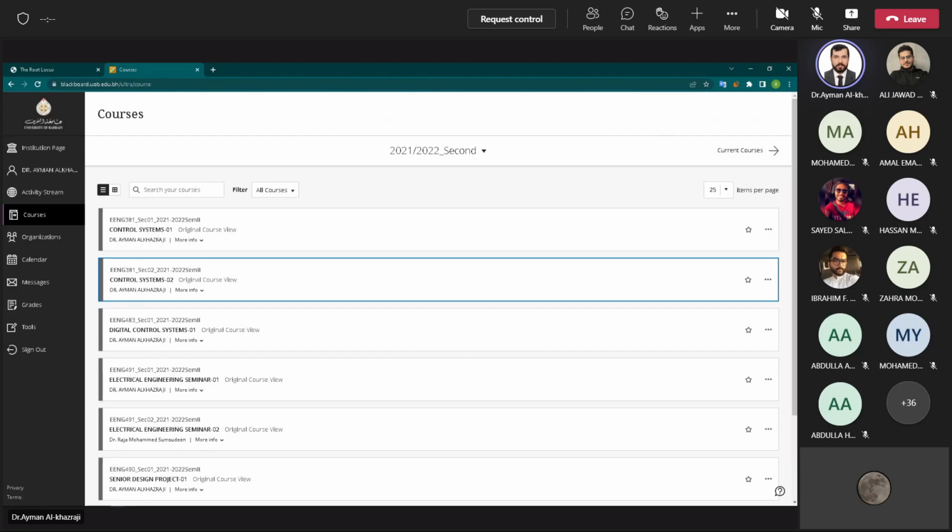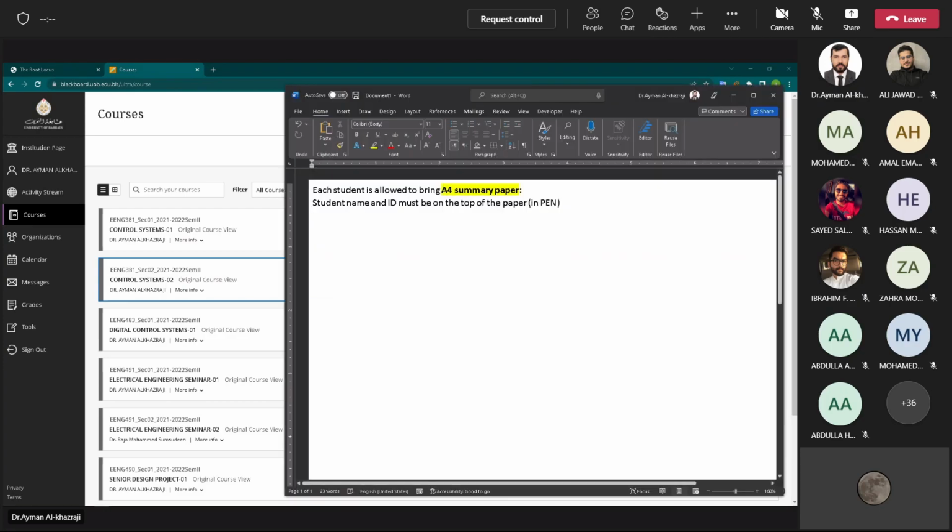Let me write it. Let me write it in a Word file. Design and realize PID controller.